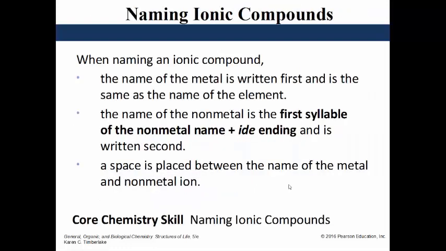All right, when naming an ionic compound, there are certain rules and protocols that you have to follow in order to name them correctly. For an ionic compound, the name of the metal is always written first and is the same name as the element. The name of the nonmetal part of the compound is the first syllable of that nonmetal's name and the ending "ide." And there is a space between those two words, the metal and the nonmetal part. We'll go over some examples here.